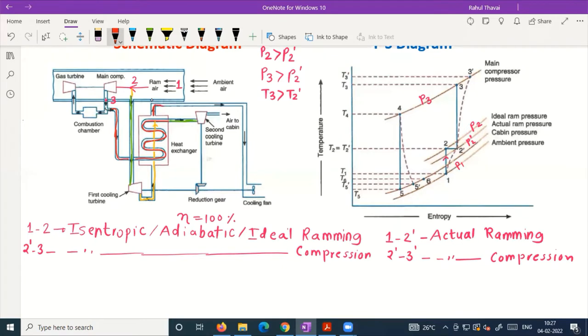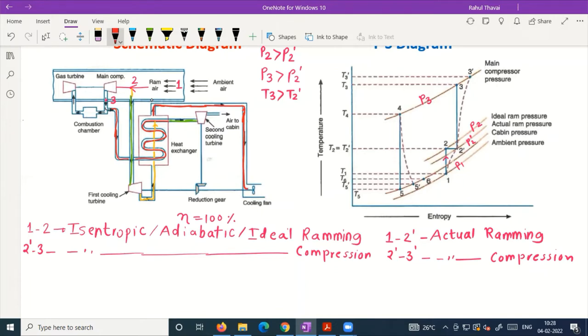So this hot air comes out of the heat exchanger, and where it is supplied now, it will be exhausted by using a cooling fan.